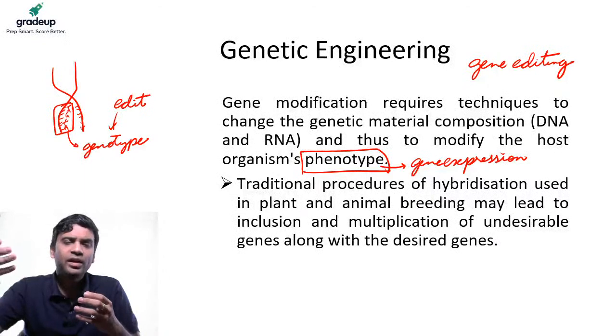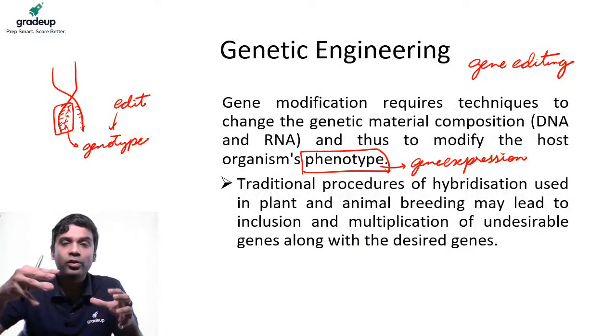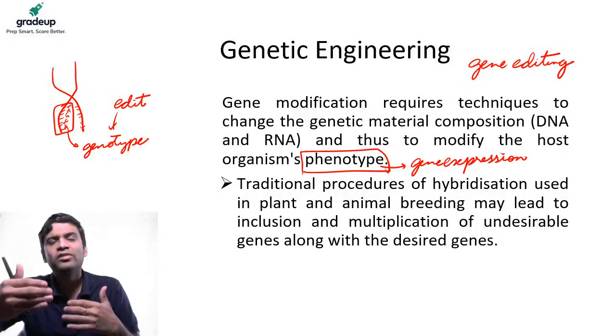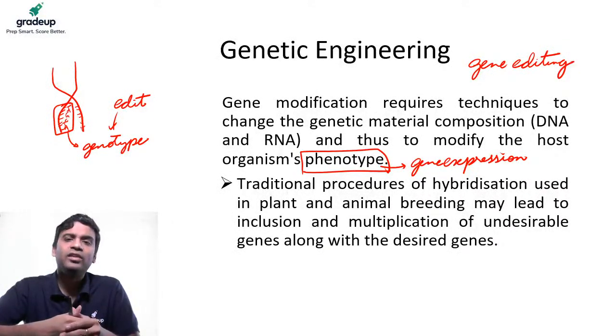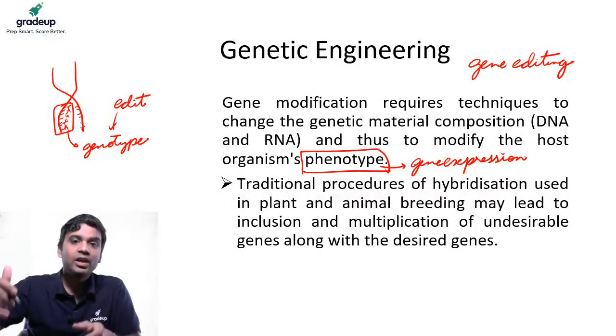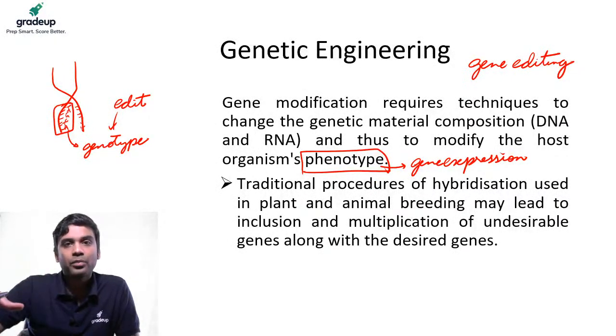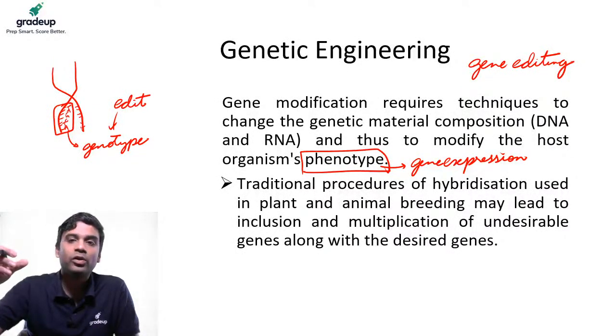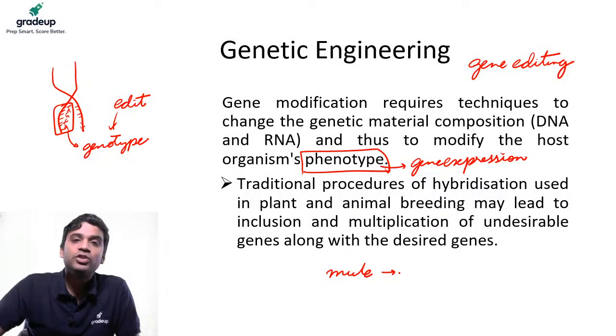And this is not new in the sense that changing the genetic structure of an organism is not new, because for centuries, since the time of Mendel, since genetics came up, there have been procedures of hybridization. What do you understand by hybridization? Basically, when you cross two different plants or two different animals, you get hybridization. Like your mule, which is made from a horse and a donkey, which is a hybrid. Yeah, you have something called a liger, from a lion and a tiger. All of these are your hybrids.